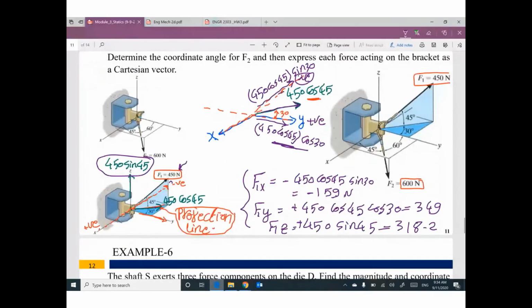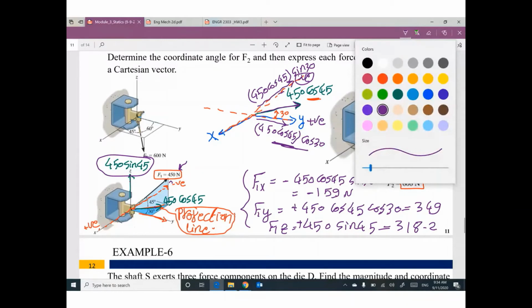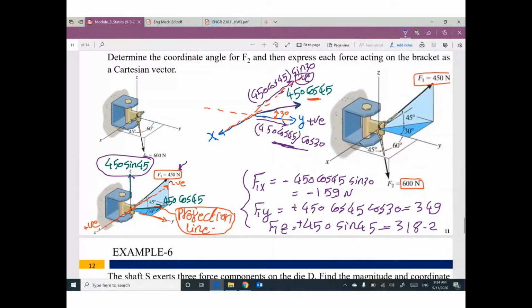Second one, we have F2. We have F2. And we have two angles. Okay, be careful. Are you in case 1 or case 3? The first angle, 45, between the force itself and the x-axis. The second angle, which is 60, between the force itself and y-axis.